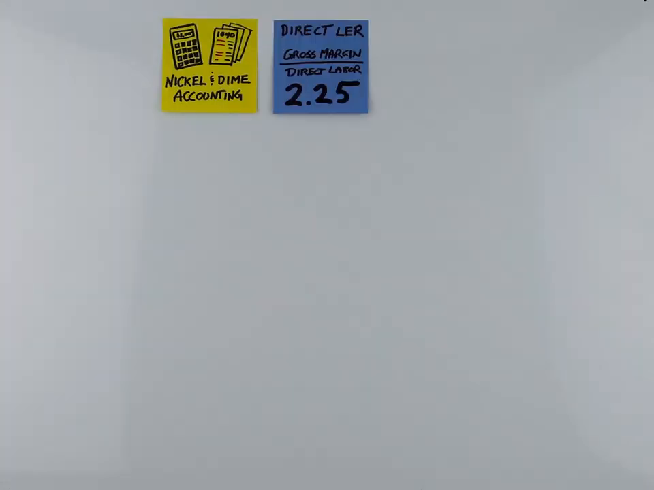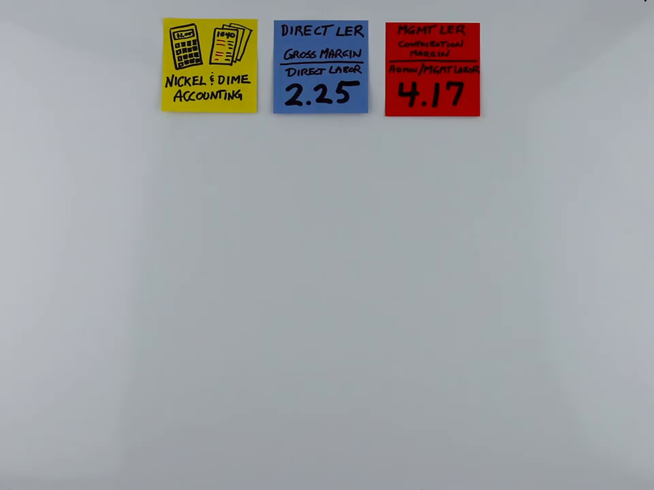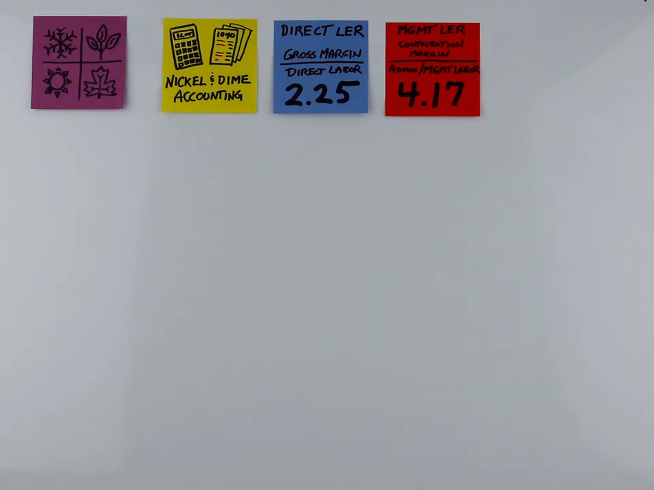Let's look at another example. We're going to go back to Nickel and Dime Accounting with their 2.25 LER and their 4.17 management LER. Now, one of the big differences between Nickel and Dime and Widget Manufacturing is that we all know that the accounting business is highly seasonal. They're very busy January, February, March, and April preparing tax returns. And so that can throw your LER out of whack when you're looking at historical data.